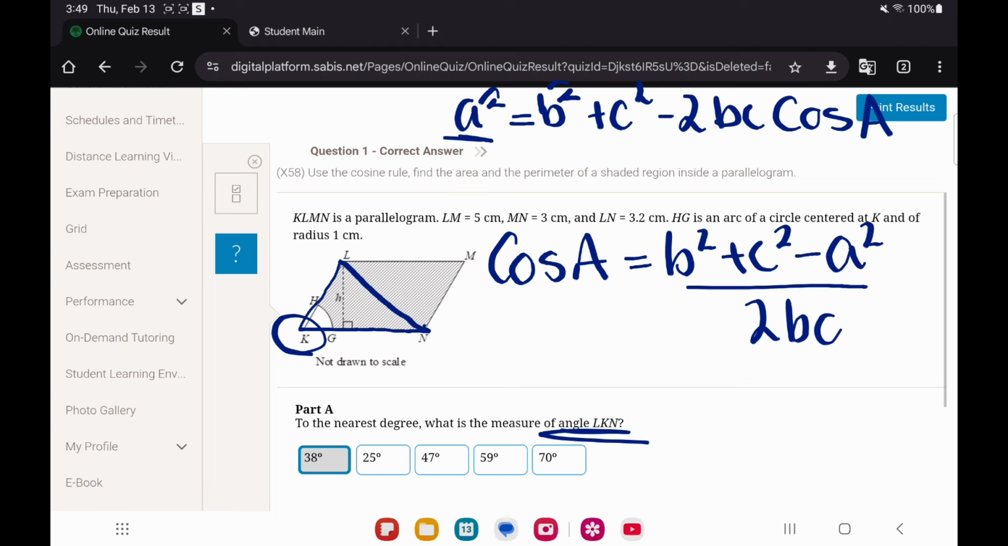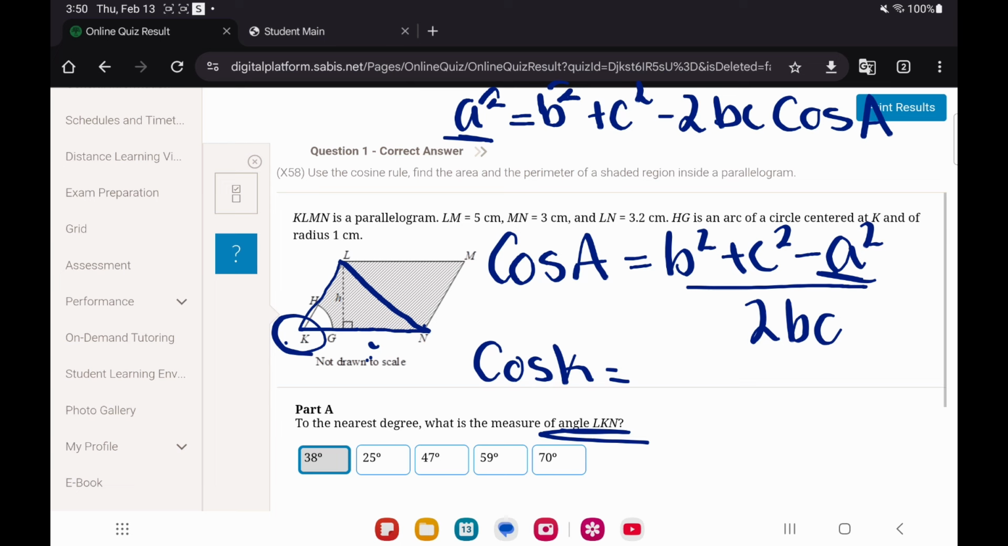Okay, so cosine K equals B squared. B and C can be any of these sides. But the A here has to be the side facing opposite the angle we need to find. So here we need to find K, so the side facing opposite it is LN. So A is going to be LN. Okay, so cosine K, we don't know what K is, so we keep it empty.